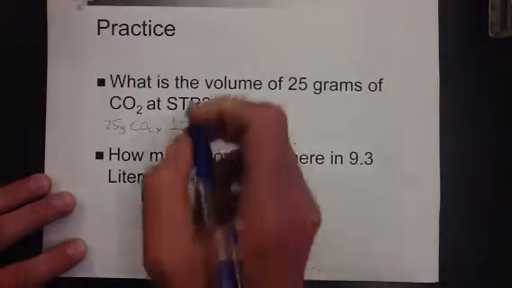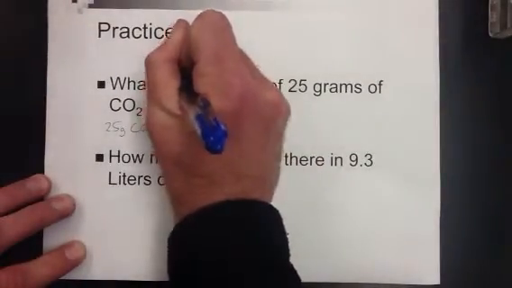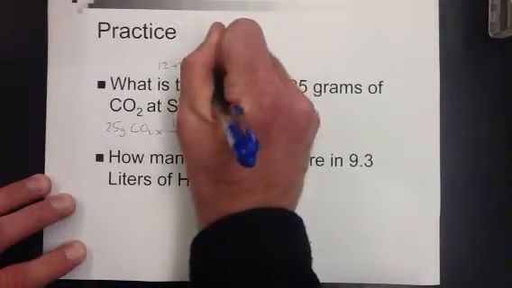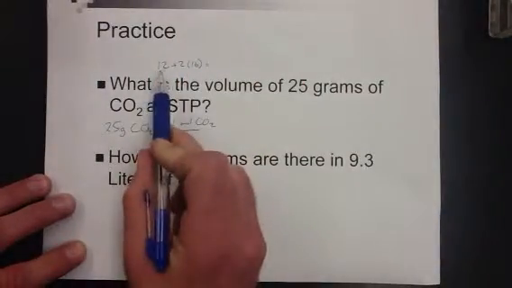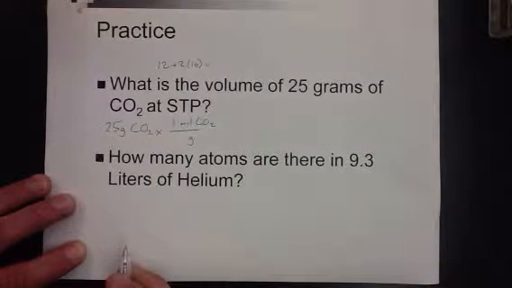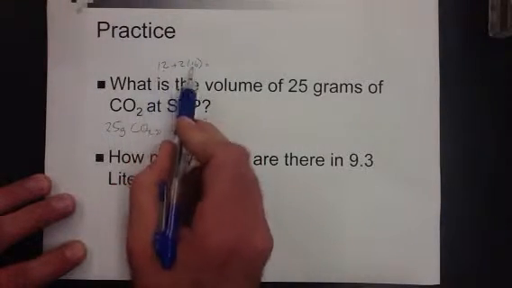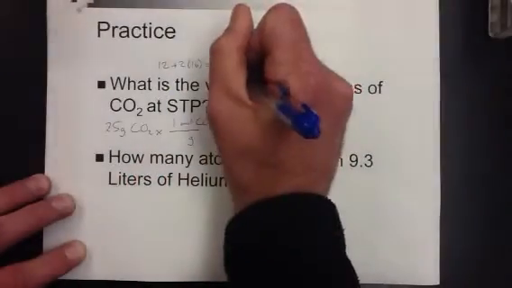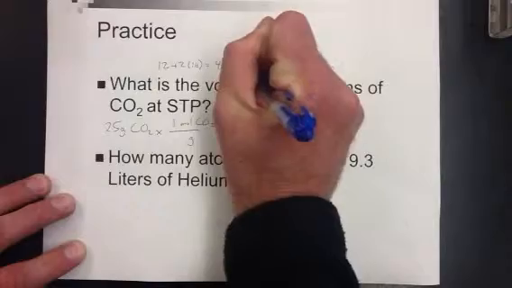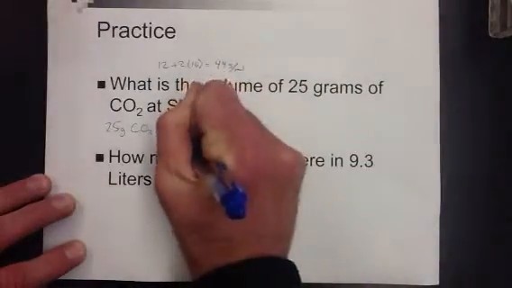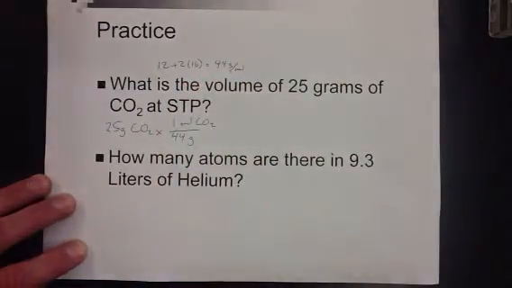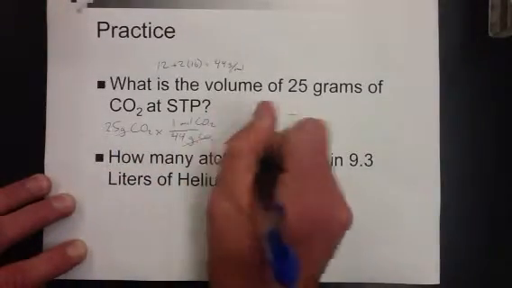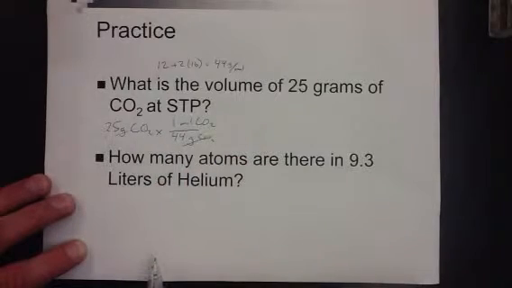We need to add up its molar mass. So for carbon dioxide, 12 for the carbon plus 2 times 16 for the 2 oxygens. I'm getting the 12 and the 16 from the periodic table. Those are the molar masses of carbon and oxygen. We have 2 oxygens in CO2, so we have to multiply by 2. So that's 44 grams per mole. So in this conversion, the grams of CO2 will cancel out, and then we'll get moles of CO2.